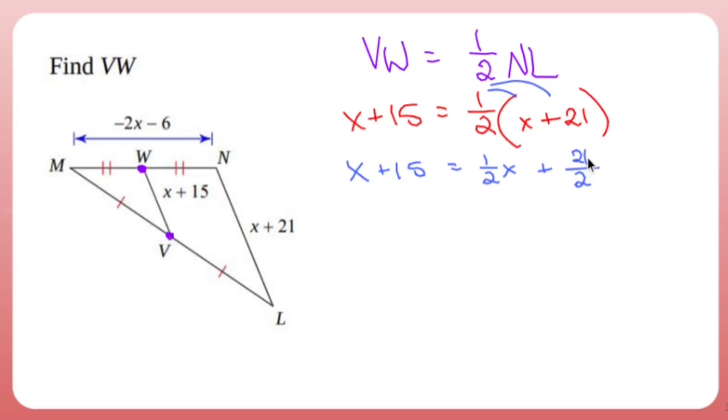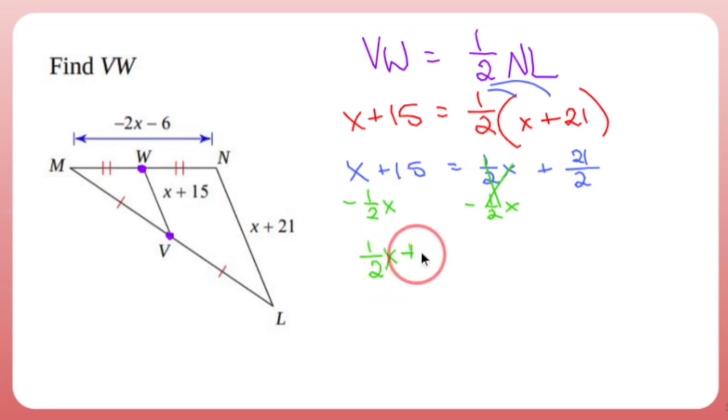You could put 10.5, but I'm keeping it as 21 over 2. I have a feeling that's just going to be the best for us. You'll see why. Now I have x on the left and half x on the right. Let's get rid of the half x on the right by subtracting 1/2 x from both sides. 1 whole x minus 1/2 x is 1/2 x.